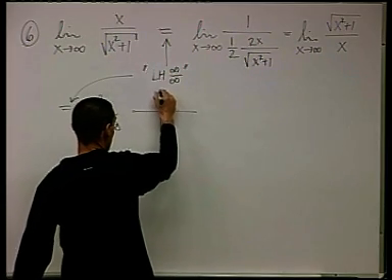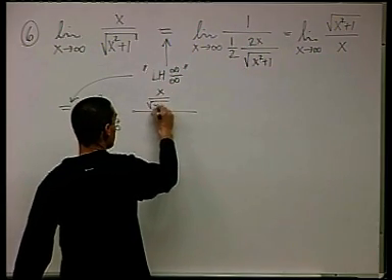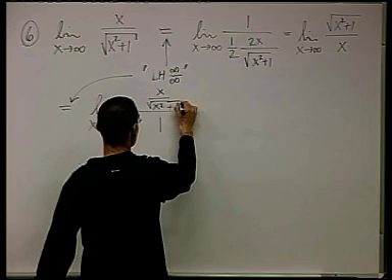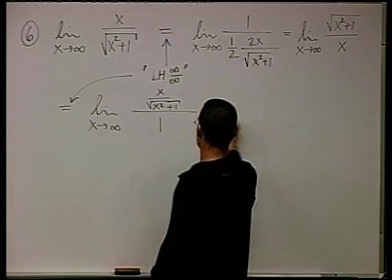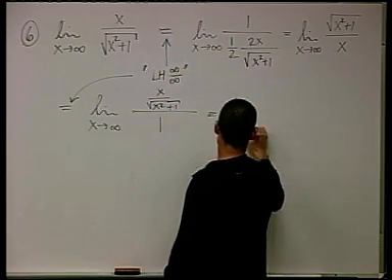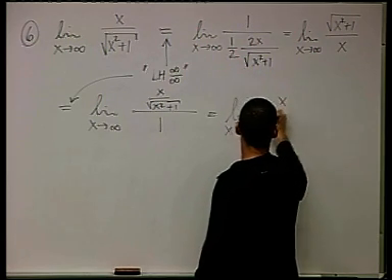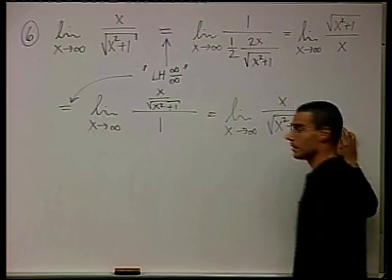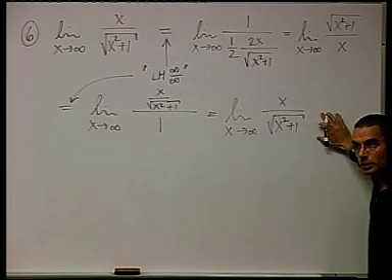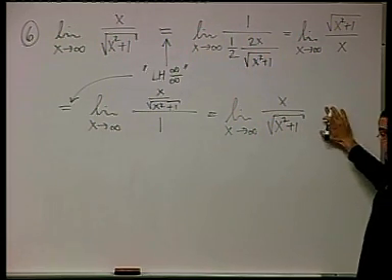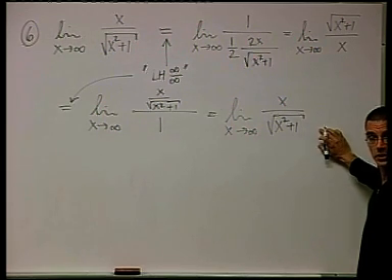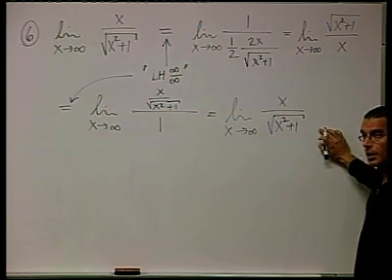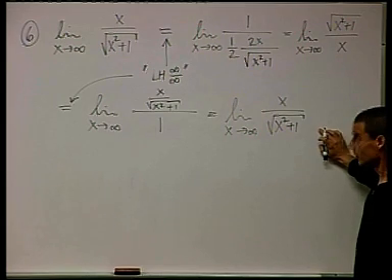We get x over root x squared plus 1. And instead of dividing by 1, let's not do anything. So we get this. So what do we do? Divide by x. We do L'Hopital again, right? It's still an infinity over infinity situation, right? Okay, no, we don't do L'Hôpital again.